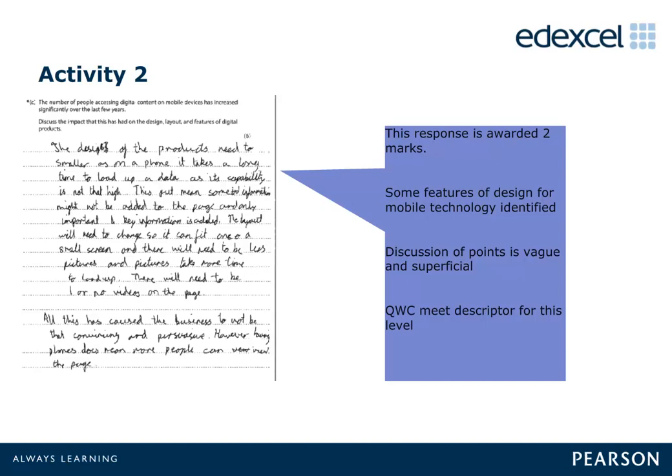The quality of the response places it at the top of the mark band, 2 marks. The QWC meets the descriptor for this level, so no adjustment needs to be made. A final mark of 2 is awarded.